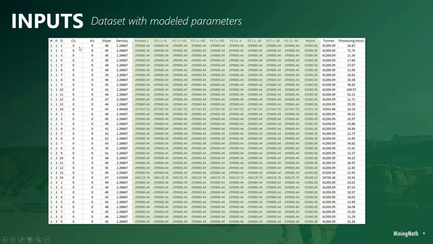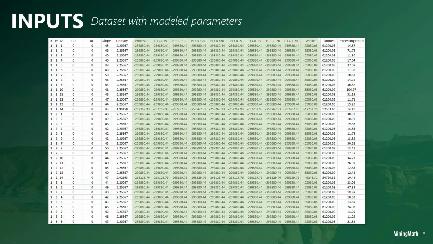So notice that I know this block is waste because it has no grade, but still I'm calculating the economic values for the processing stream as if this block could be ore. But as you can see over here, the value for the processing stream represents minus $300,000, while for the waste dump, this block has just $55,000. So based on the economic values, MiningMath will decide which is the ideal destination.